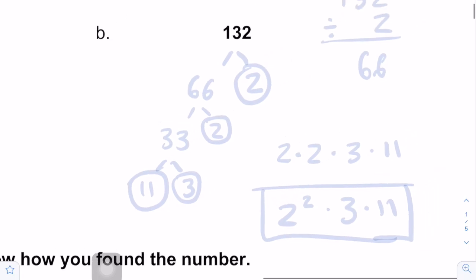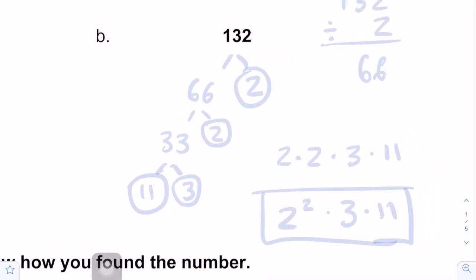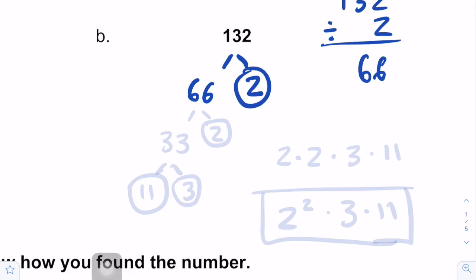For B, this is a little bit of a trickier number. It's a little bit bigger, but I'm going to use my divisibility rules to know that 132, because it ends in a 2, it should be divisible by 2. And if I try to do 132 divided by 2, I do get 66. So I'm going to split this pair into 66 and 2. And I know 2 is prime, so I'll go ahead and circle that.